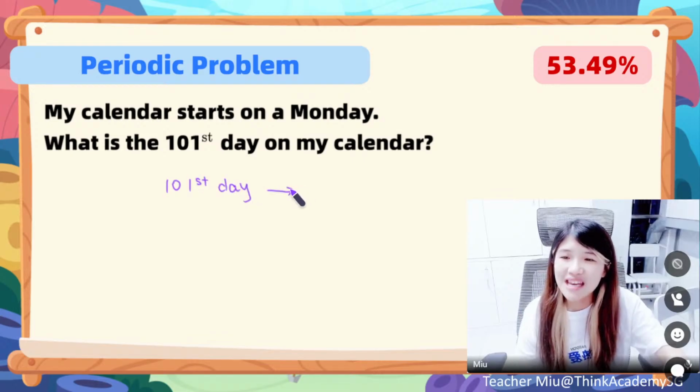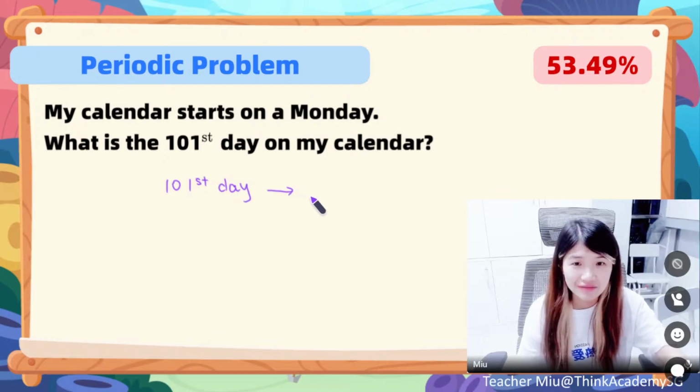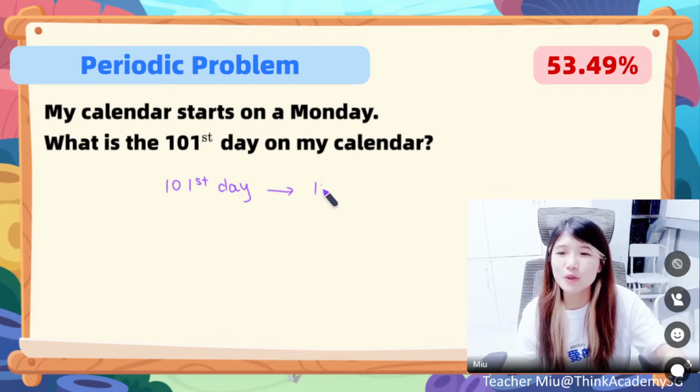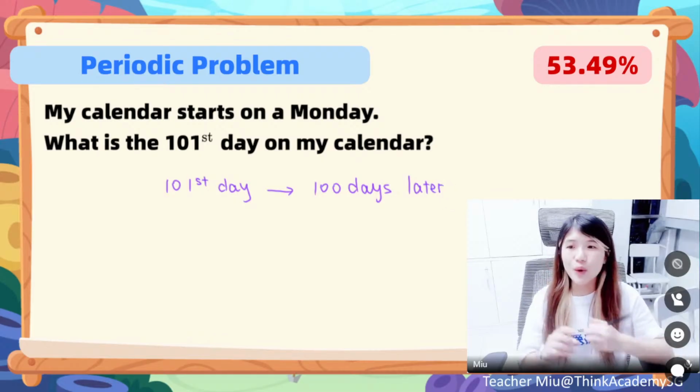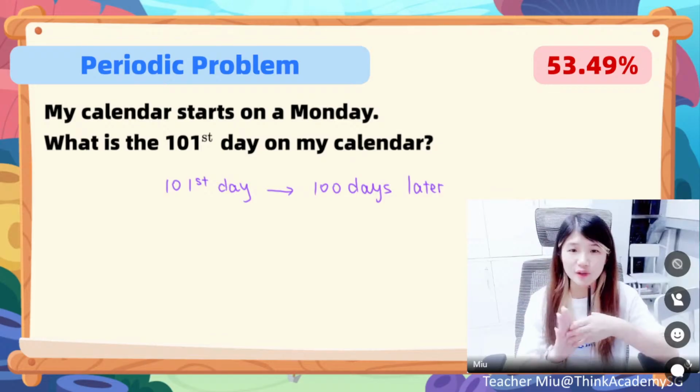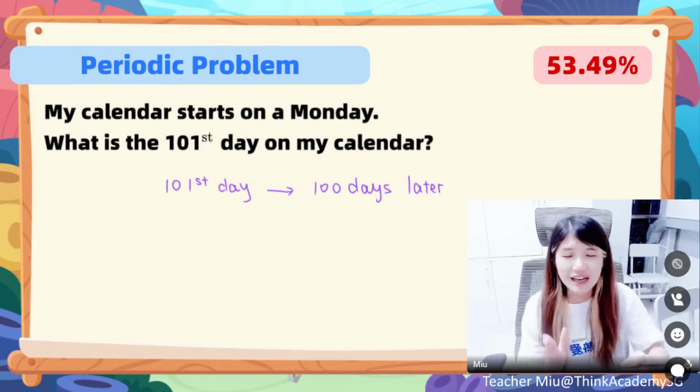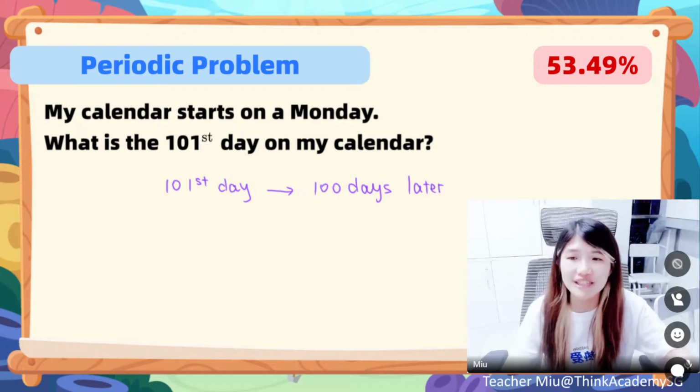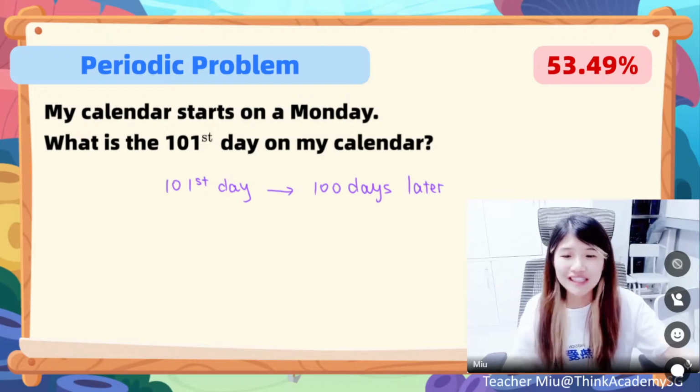that means what? That means how many days later? Actually, that means 100 days later. That's something you need to pay attention to. 101st day. That means 1 day later, starting from the first day, that goes to the second day, right? 2 days later, 3 days later, all the way to 100 days later, you go to the 101st day. When you find out it is 100 days later, all the same, just like the previous one, right?